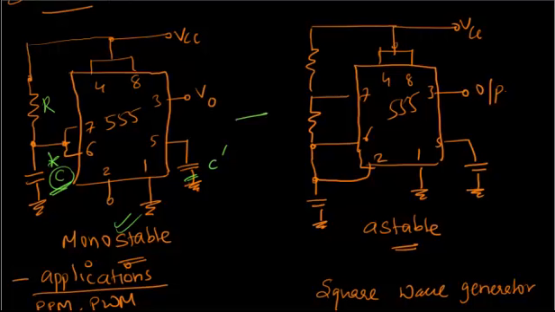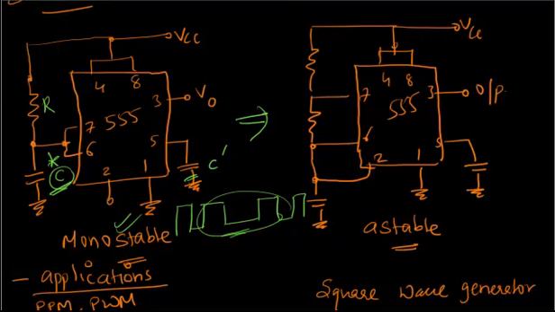Now let us compare with an astable circuit. Actually, in a similar way, you can explain an astable. In an astable circuit, the difference is that the pulse width cannot be controlled. You will have pulses like this continuously. There is no particular control like we had in monostable.